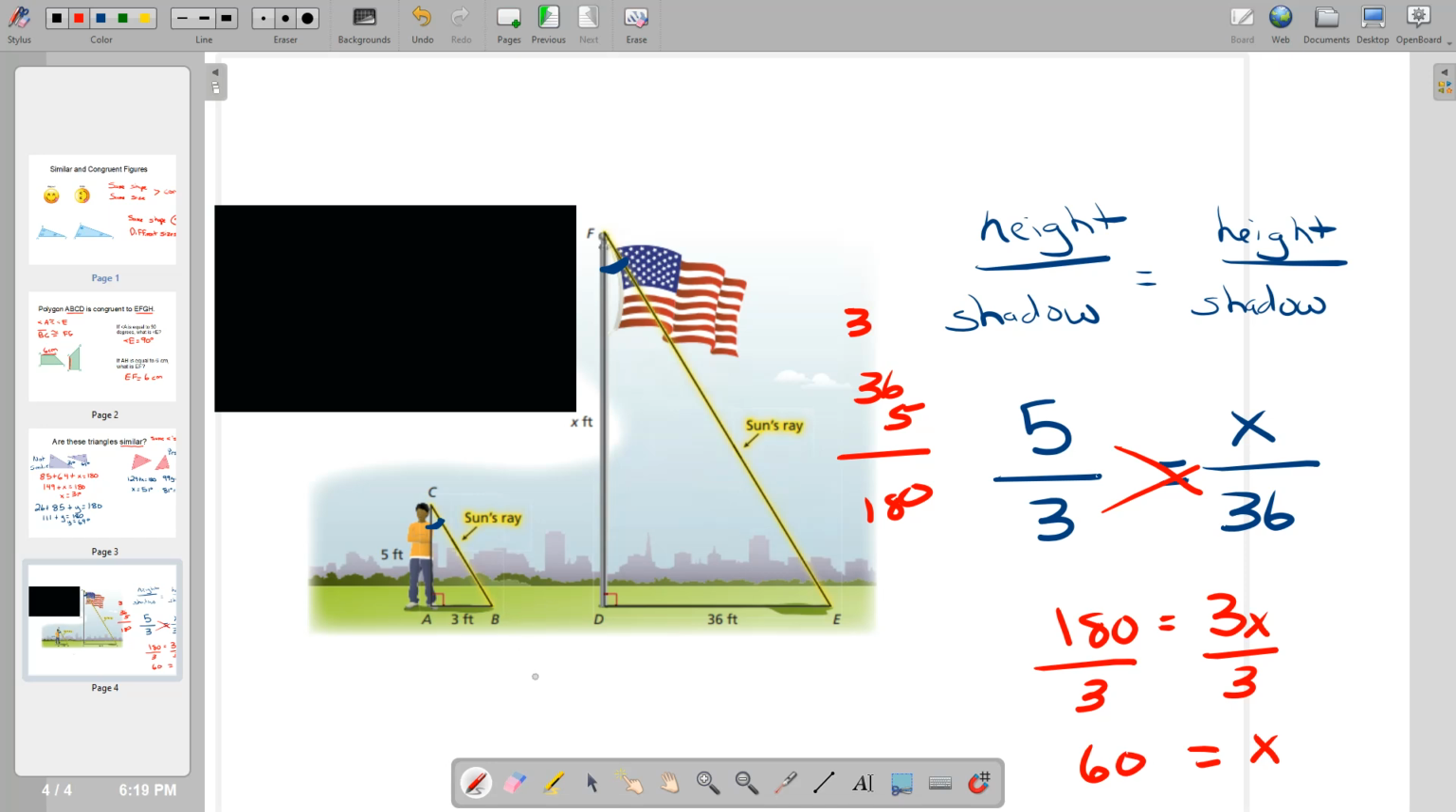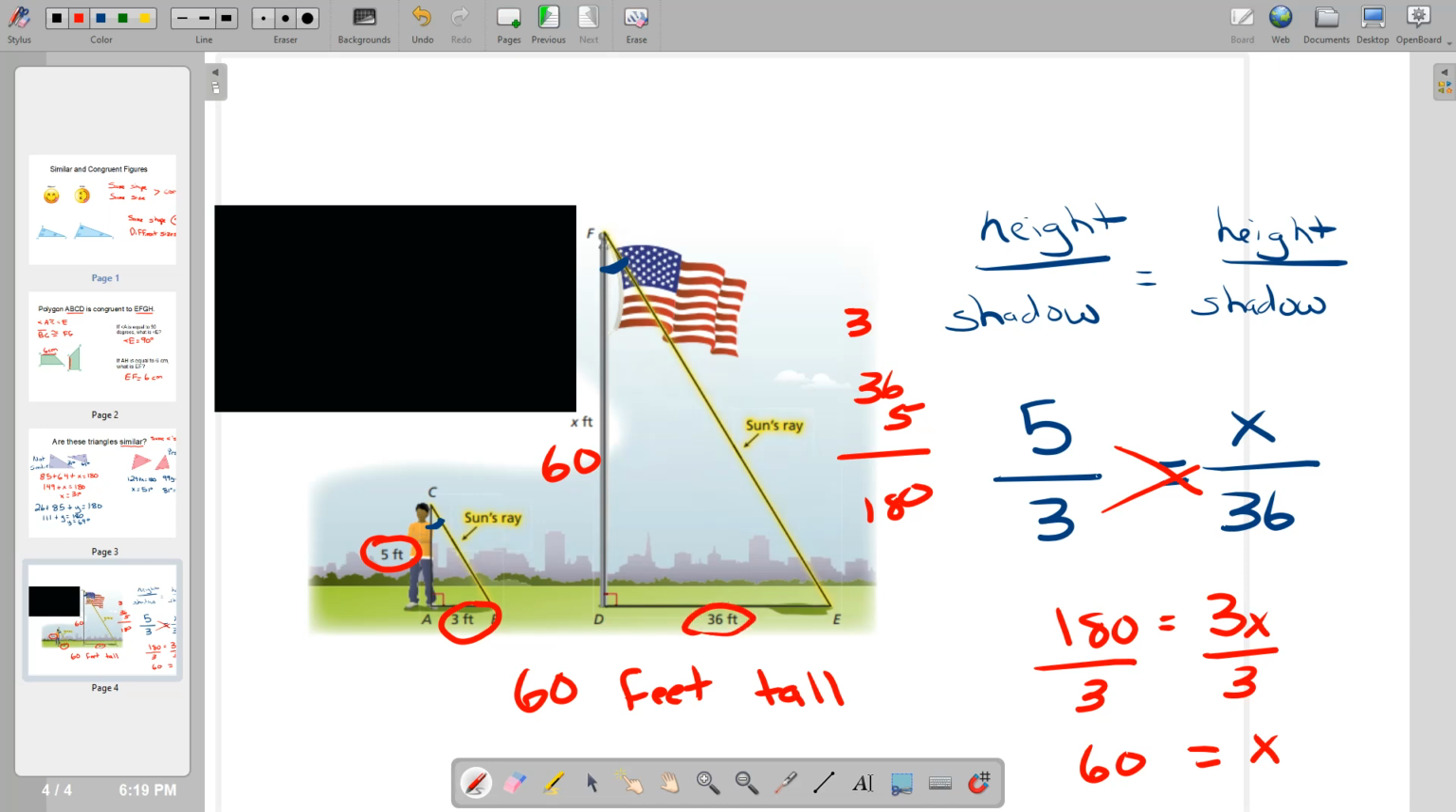So the flagpole is 60 feet tall, which would make sense because our height is slightly bigger than our shadow length. And if this was 60 feet, that is slightly bigger than 36.